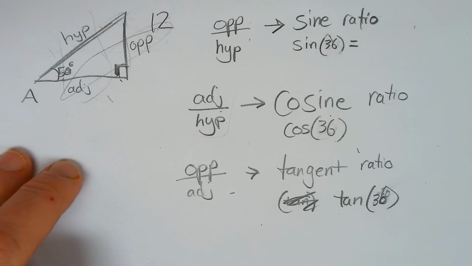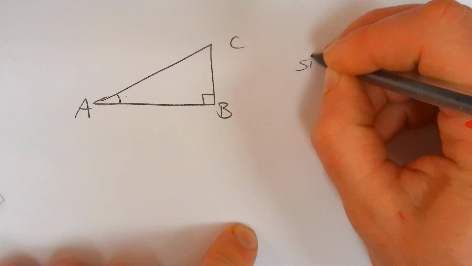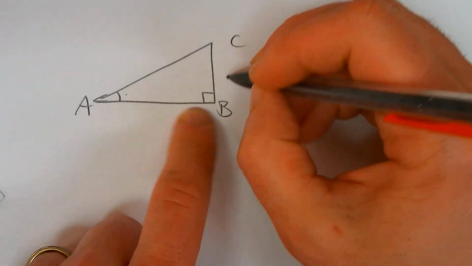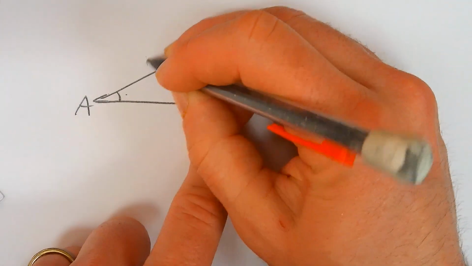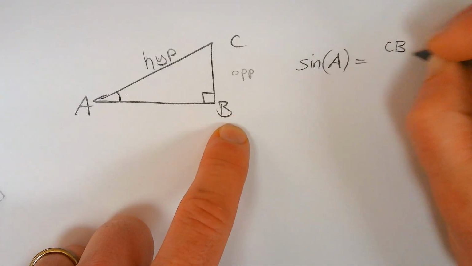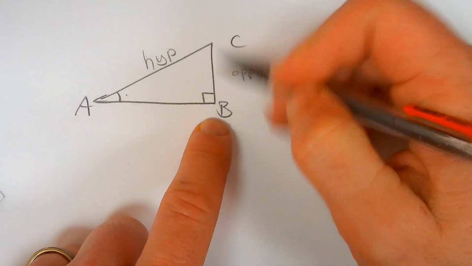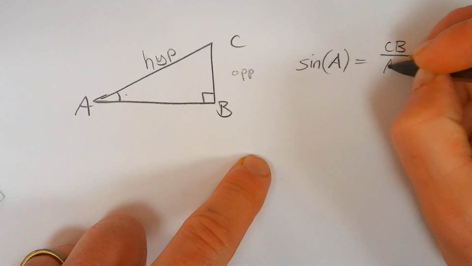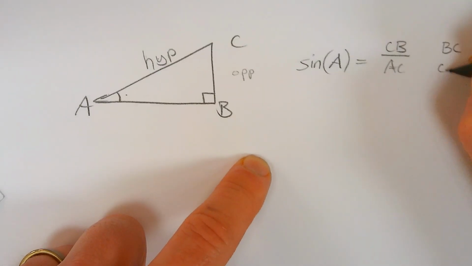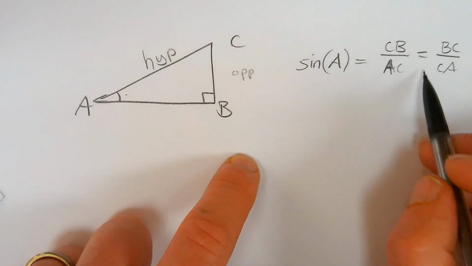So, let's do some problems. Using A as a reference, the sine of A is going to be, without any numbers, the opposite of A over the hypotenuse. So CB, remember two letters in geometry equals the length, the length of CB over the length of AC. And it wouldn't matter, it'd be the same as if we wrote BC over CA. It doesn't matter what order the letters come in.